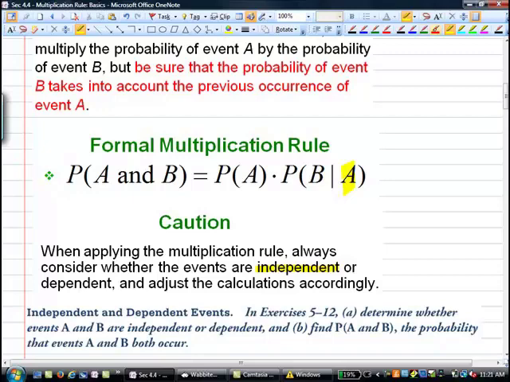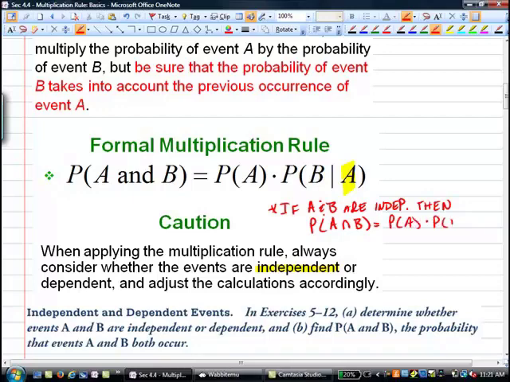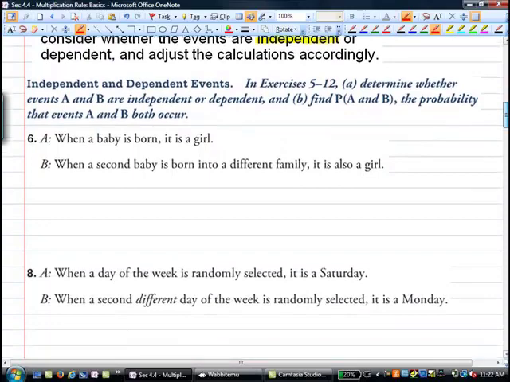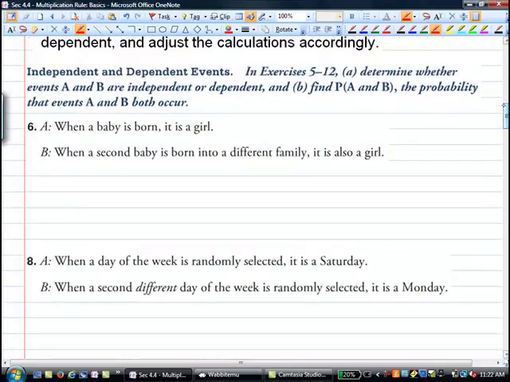So what we would say then is if A and B are independent of each other, then the probability of A and B is going to be equal to the probability of A times the probability of B. Here's a couple problems out of your book. The instructions precede the questions.